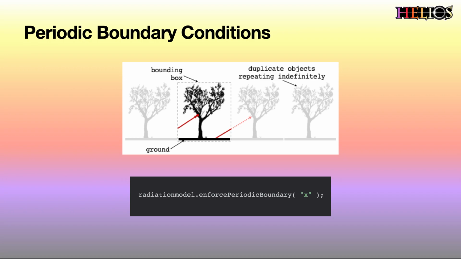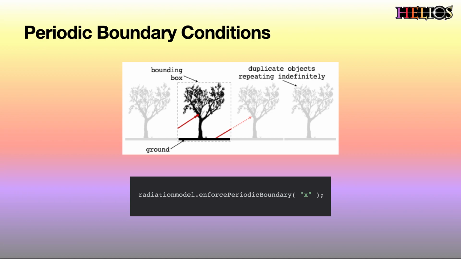We can also enforce periodic boundary conditions within the Helios radiation model. So let's say that we wanted our canopy or our geometry to repeat indefinitely in all directions so that we could avoid edge effects. We could use a periodic boundary to do that, where it doesn't increase the computational cost of our simulation, but then allows us to simulate very efficiently this infinite expanse of objects within our domain.